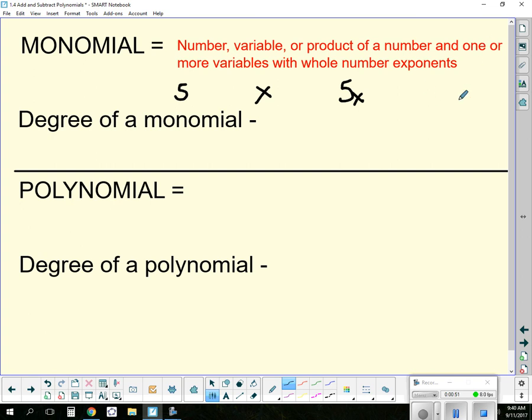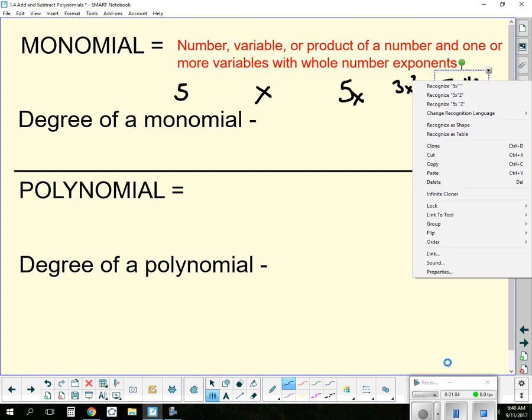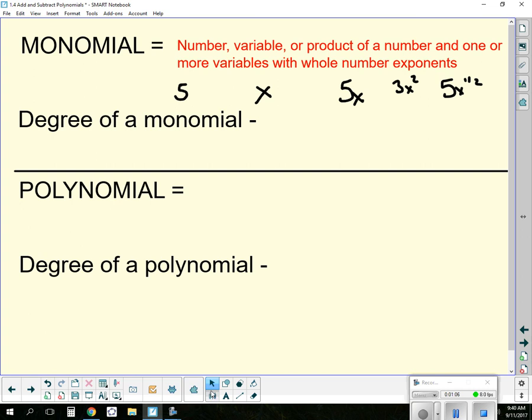The exponents that are on these have to be whole numbers. So we could have 3x squared. That would be a monomial. But something like 5x to the 1/2, nope, no good. That is not a monomial. Because that 1/2 is not a whole number. We also wouldn't want negative exponents. So 2x to the negative second, not a monomial. -2 is not a whole number, it's an integer.